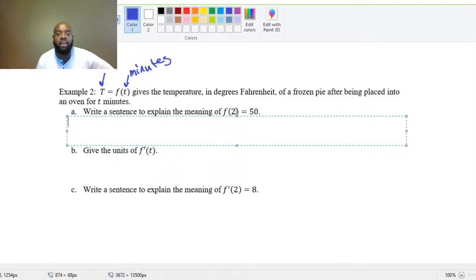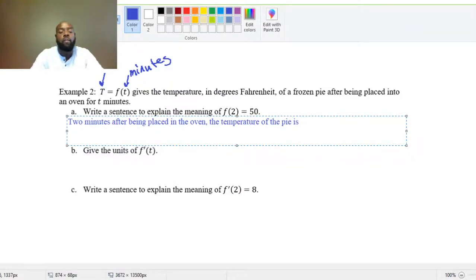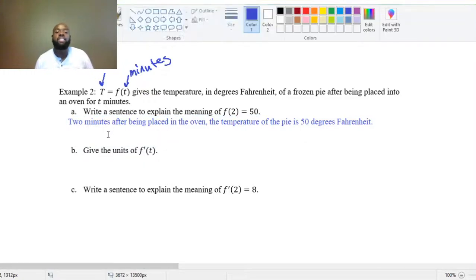And so since 2 is our input value and our input value is in minutes, that means 2 minutes after being placed in the oven, our output is the temperature in degrees Fahrenheit. So the temperature of the frozen pie, well, it's no longer frozen anymore, it's 50 degrees. And so we can say 50, and I don't have the symbol, so I'm going to write the words degrees Fahrenheit. All right, so 2 minutes after being placed in the oven, the temperature of the pie is 50 degrees Fahrenheit.